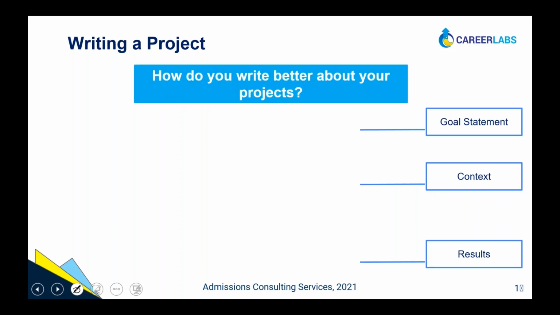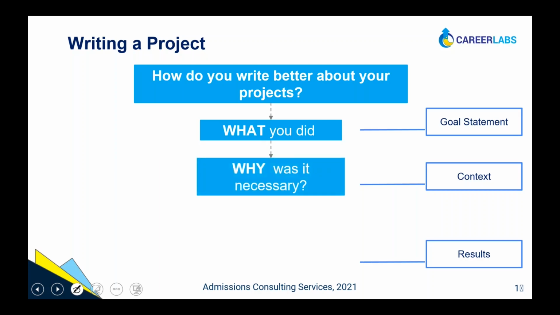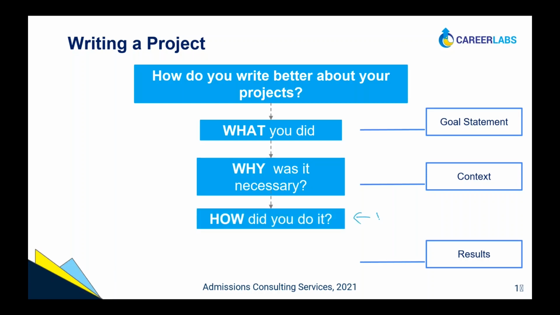So then how do you write the projects better in your CV or your resume? What is it that you did? Okay, what was the goal for it? That's one thing. The second thing is why was it necessary for you to have done it? So that is the context. It gives us the context. Okay, and how did you do it? Is a step of how, right? The most important step of how.